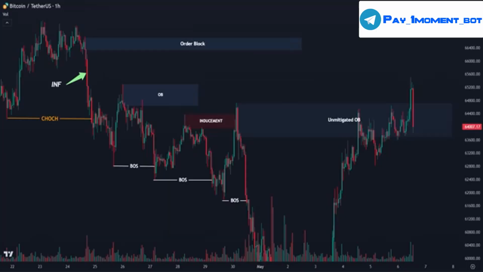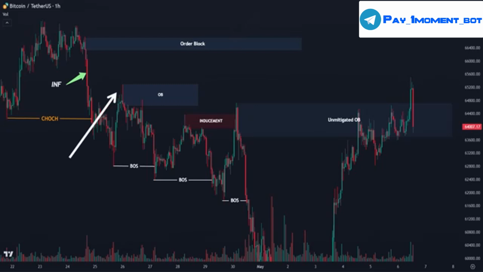Here we have the Bitcoin Tether 1-hour chart on the screen. As you can see, the price is in a strong downtrend and has created several break of structures to the downside. Looking at the upper part of the chart, we see that the price has broken out of this structure with significant inefficiency, leading to the formation of a fresh and unmitigated order block at the extreme.